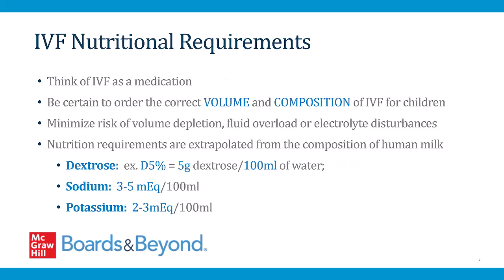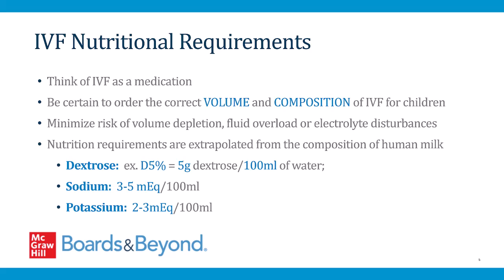If the child is not able to take fluids by mouth for whatever reason, possibly if they are NPO in preparation for surgery or found to be dehydrated and unable to rehydrate with fluids by mouth, this patient should be given IV fluids. Intravenous fluids should be thought of as a medication, and it's important to order the correct volume and composition to ensure homeostasis is maintained. This preserves a child's extracellular volume as well as minimizes the risk of developing volume depletion, fluid overload, or electrolyte disturbances such as hyponatremia or hyperkalemia.